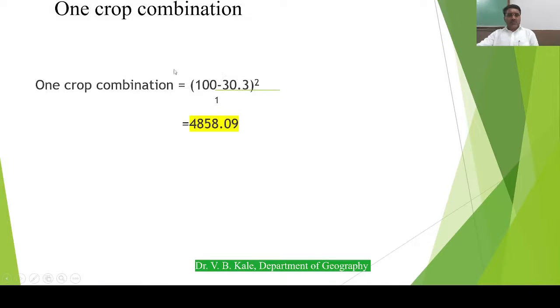Next, whatever the formula he has developed, that is shown over here. One crop combination: 100, which is the whole field, minus whatever the first crop occupied, 30.3%, and we are dividing it by 1 because only one crop is growing over there, making the square of this and divided by 1. So calculation is 4858.09. So that is one crop combination.